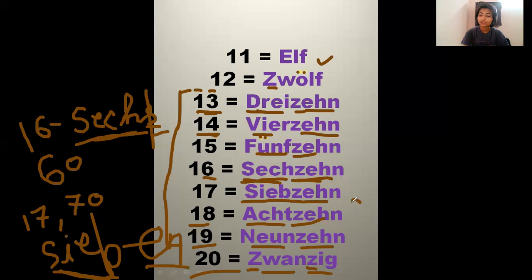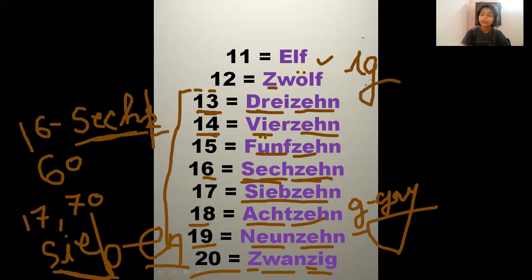We have learned that G has a "gay" sound, right? Kind of G-A-Y we can say, right? G has a G sound. But whenever your G is a part of the IG suffix, then the sound of this G changes. Whenever we have IG at the end of any German word, then the sound becomes "ish." Hence, this is Zwanzish and not Zwanzig.